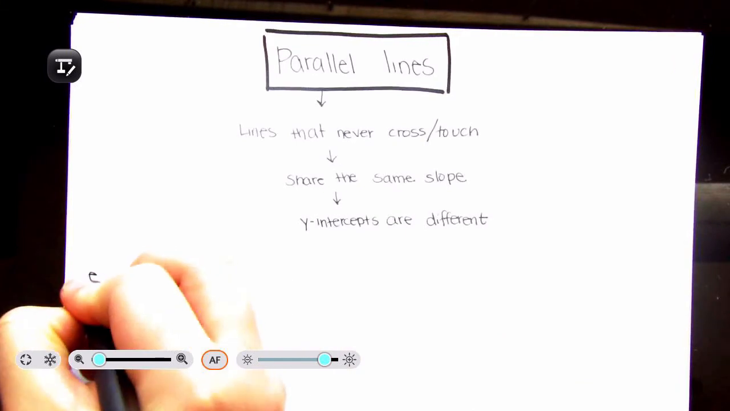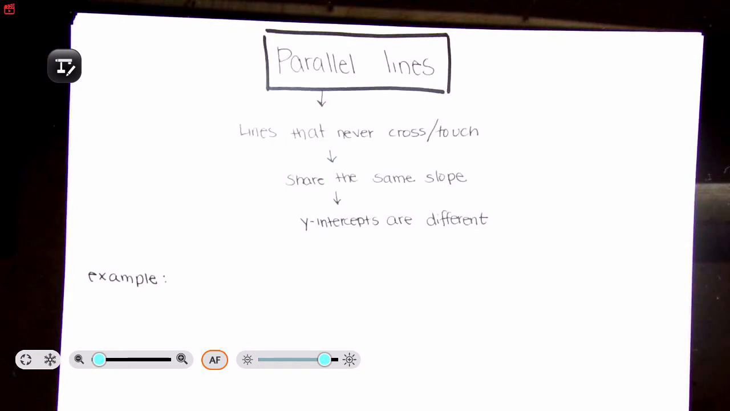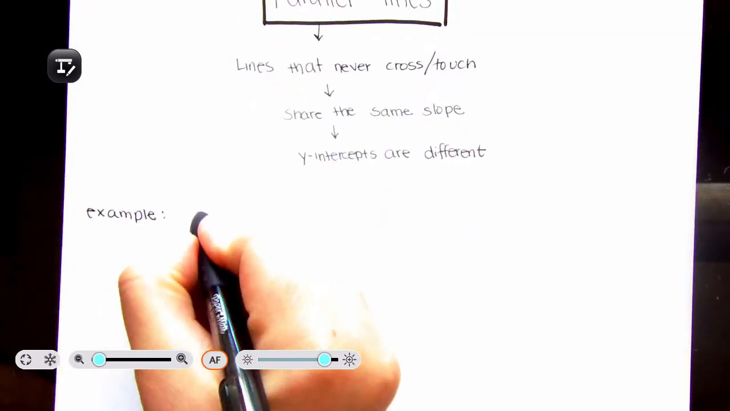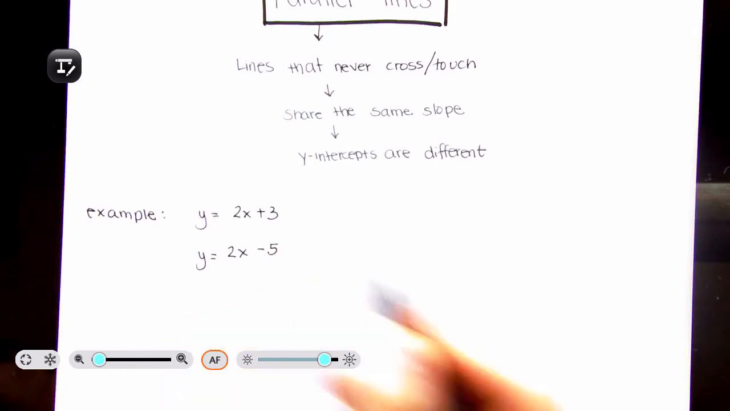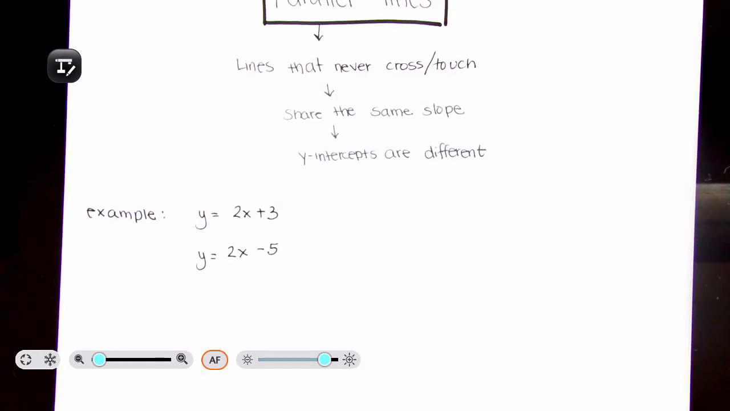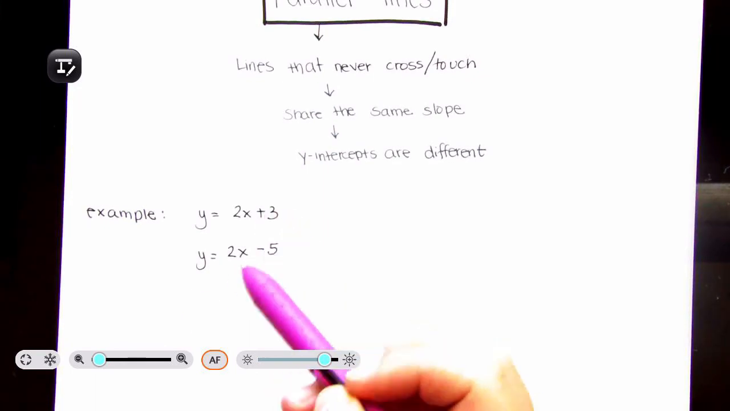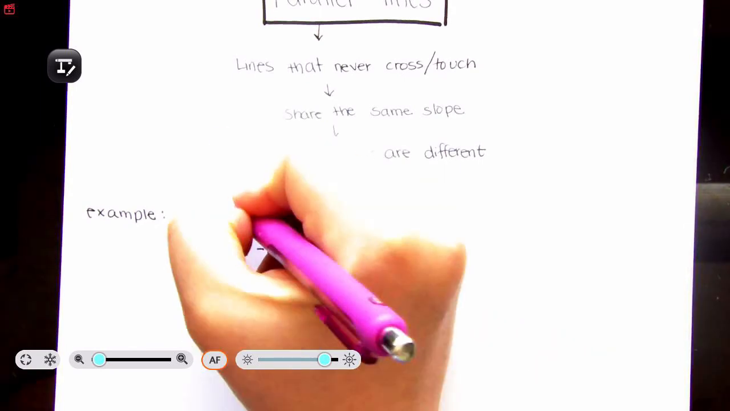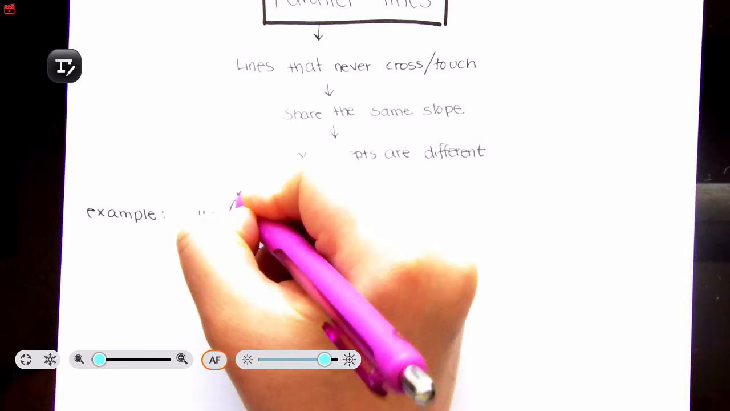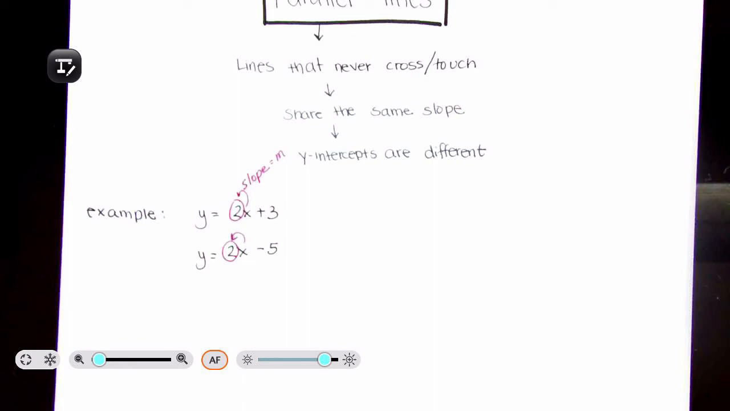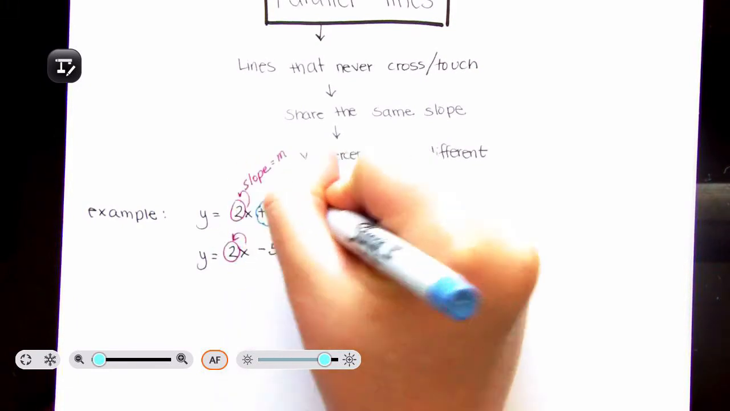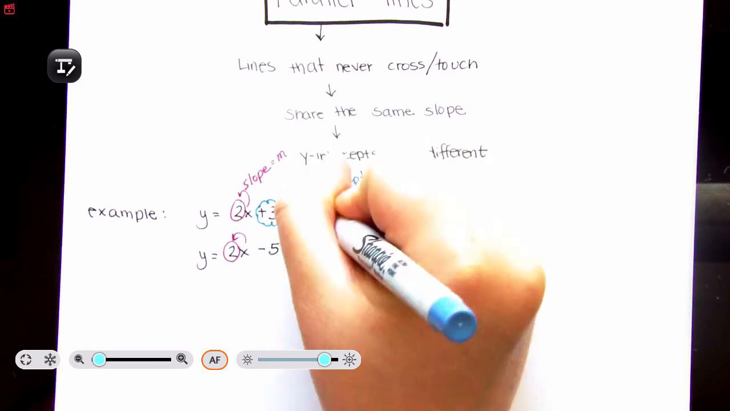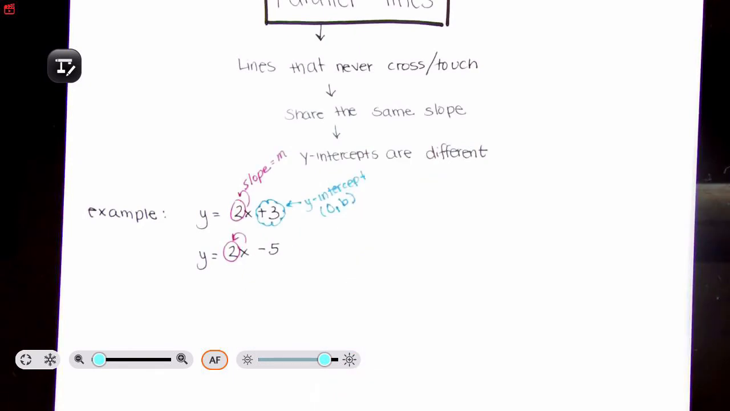Well, here's an example. Let's say we have two equations. Let's do y equals 2x plus 3 and y equals 2x minus 5. If you recall, in the beginning of second semester, we talked about slope-intercept form. So these equations are both in slope-intercept form, which means the number in front of x is your slope. We call that lowercase m. And this number after x, with the sign included, is your y-intercept, which means (0, b), where b is that number.